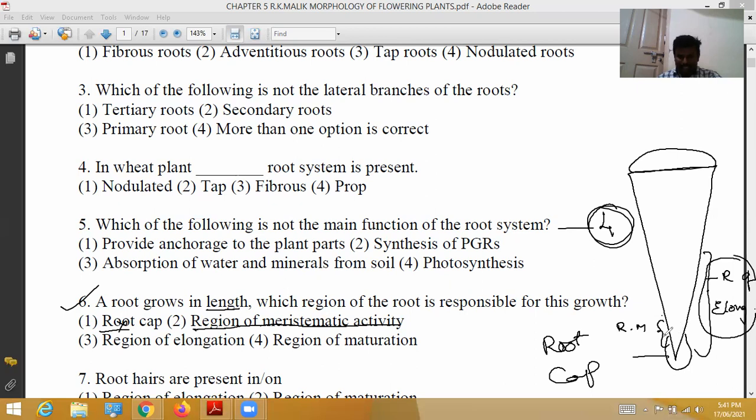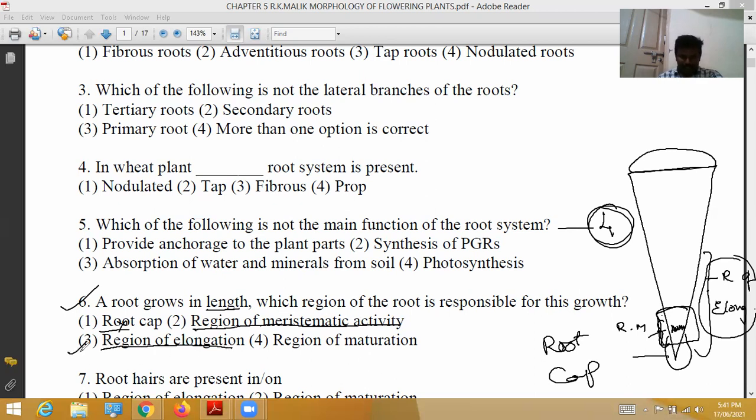So meristematic activity is not responsible for growth. This region of elongation is responsible here. Some cells undergo repeated divisions and are responsible for the root growth. The cells of the elongation region gradually differentiate and mature. From this region, root hairs emerge. Root hairs are delicate, thread-like structures. This region is responsible for the elongation of the root.